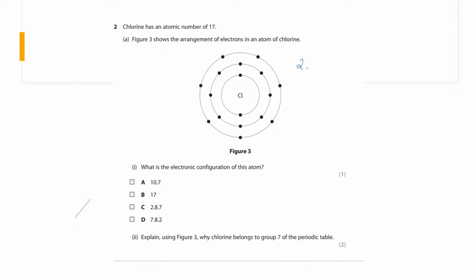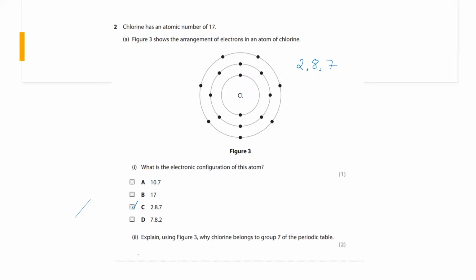So 2. And then we count the other ones. So 1, 2, 3, 4, 5, 6, 7, 8, so 2, 8. Then we're out to the outer shell: 1, 2, 3, 4, 5, 6, 7. So 2, 8, 7. You can use a comma or a dot. Okay. Explain using figure 3 why chlorine belongs to group 7 of the periodic table.